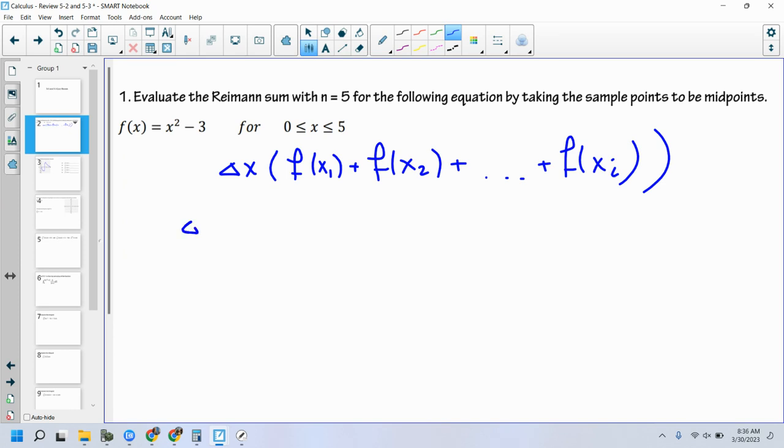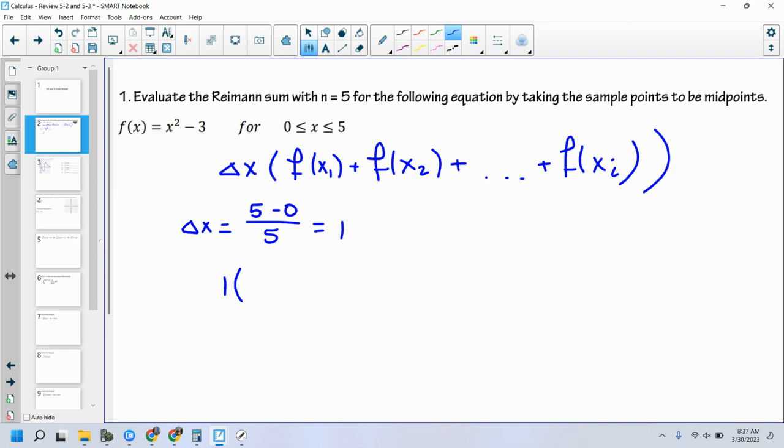All right, so delta x. Delta x is b minus a over n. So in this case, 5 minus 0 over, what's my n? 5. Oh, how convenient. Delta x is 1. Perfect. That's really nice. That means the width of each rectangle that I'm taking is 1 unit. Okay. So the Riemann sum, delta x is 1 times f of x1.